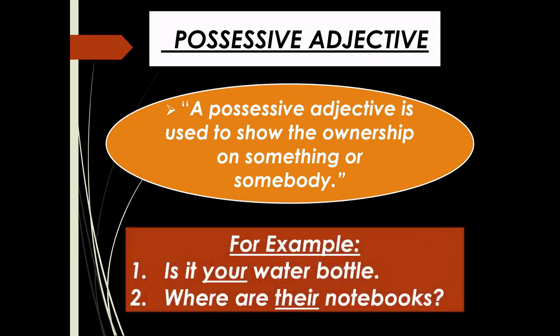For example, is it your water bottle? Your is a possessive adjective. In this, we are asking a question to the second person, showing the ownership that the bottle belongs to you. Let's see another example: where are their notebooks?